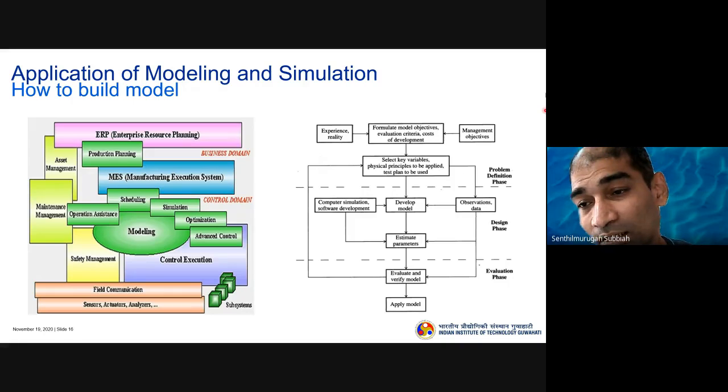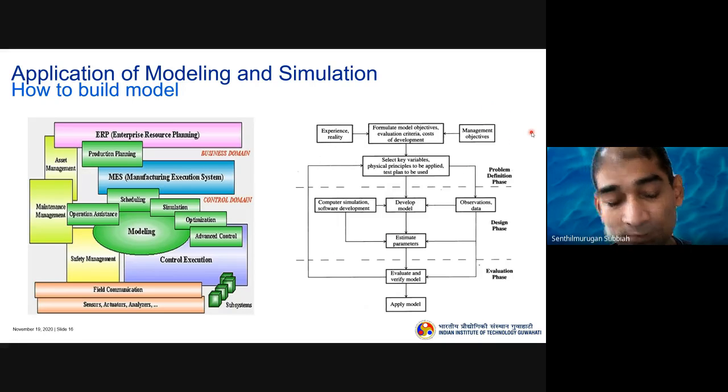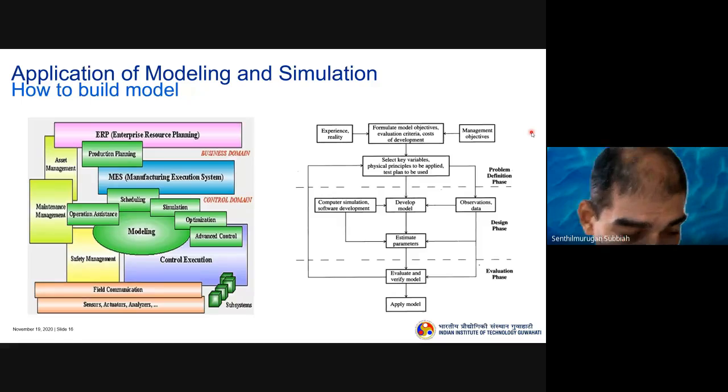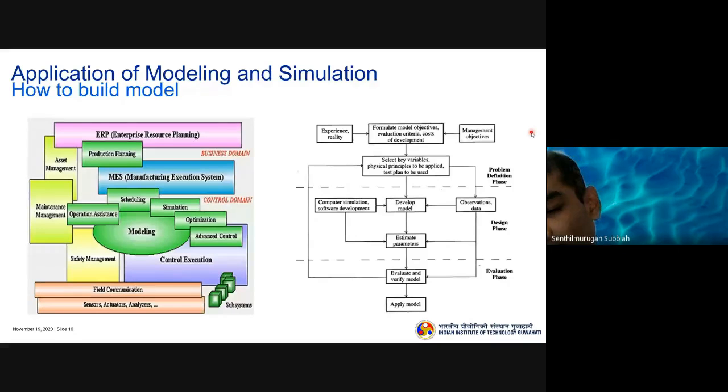And then the management objectives. What are the management objectives? What is experience reality? For example, I want to design a process with a capacity of 100 liters per hour for concentrating liquid fruit juice. Now this is a management objective. So they have given it. Then what is the other management objective?